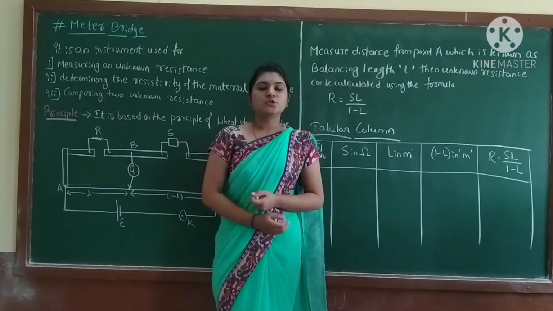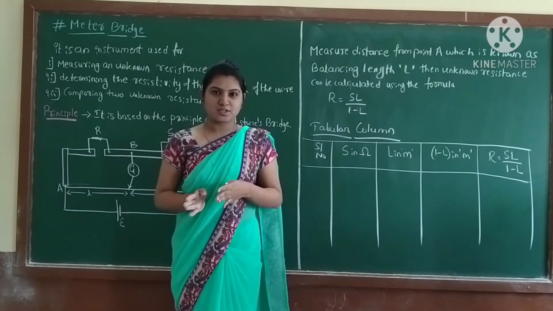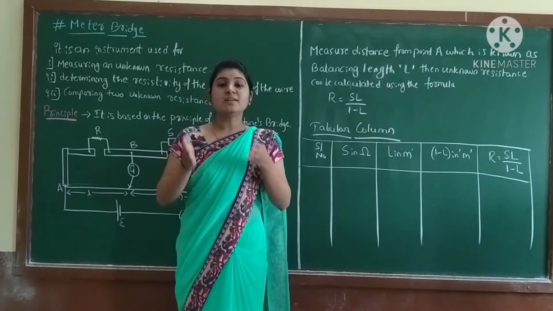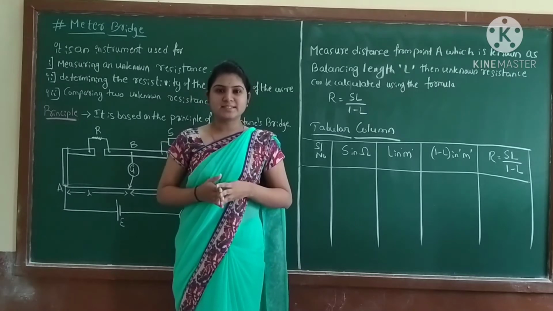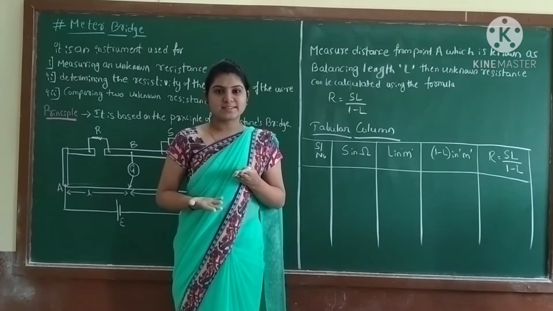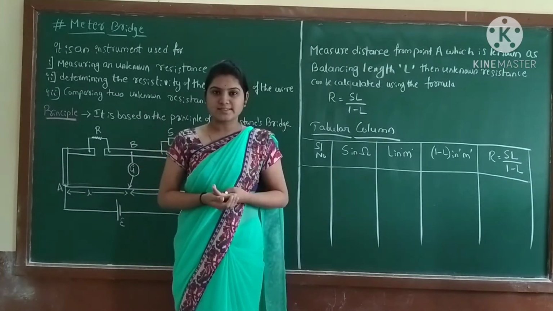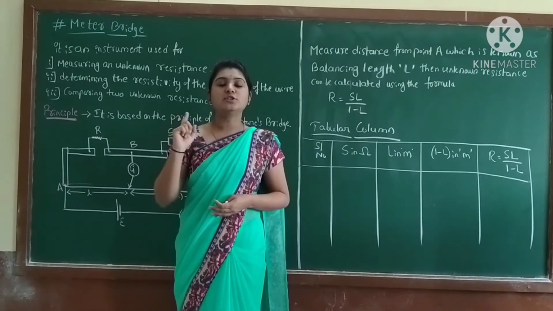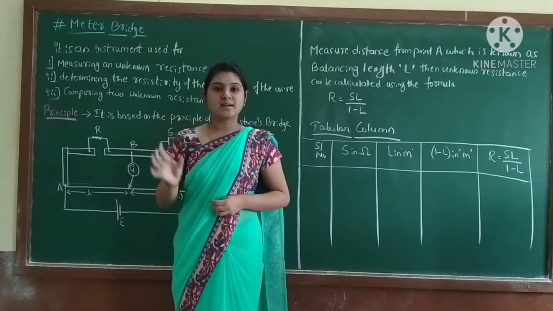Everyone. So students, in the previous class we discussed the Wheatstone's bridge. What did we discuss in that? We are comparing the resistances in the Wheatstone's bridge. That means if you know the values of two resistances, then you can easily calculate the third and the fourth resistance. And in that we also mentioned one condition, that is the balanced condition.